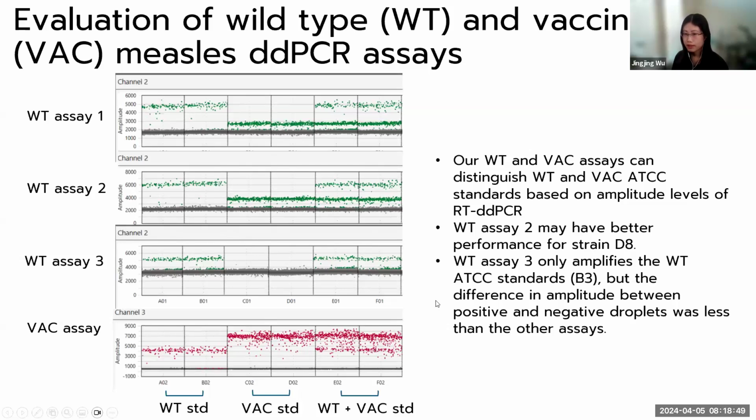The wild type assay 3 only amplifies the wild type ATCC standards as we expected, but the differences in the amplitude between the positive and negative droplets were less than the other assays. So our next step is to evaluate these assays in wastewater and apply the assays to wastewater surveillance in Houston for measles monitoring. And I will now hand it over to Kaavya for the next part.